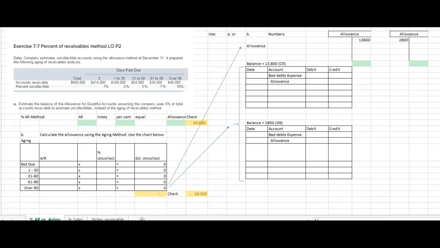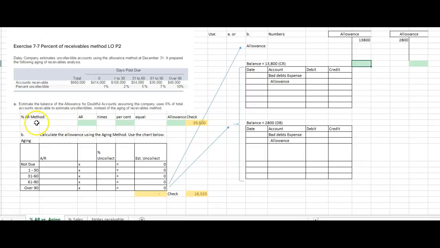This one's talking about percent of receivables, and the main point here is to see the difference between how we calculate bad debts. Now remember, I'm using the entire accounts receivable, so that means that what I actually calculate here is going to be the balance that I want in the allowance account. So let's just get started, and maybe that'll get better.